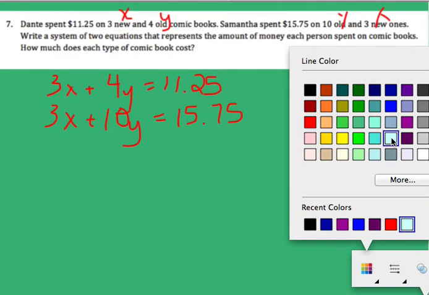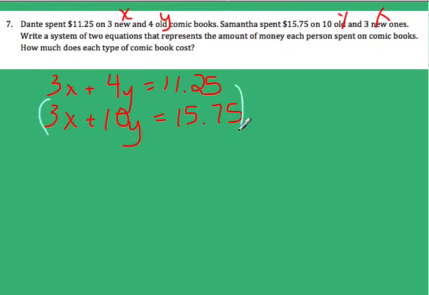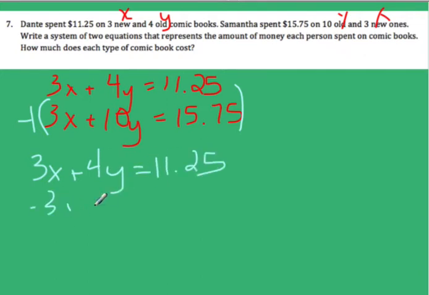So what we need to do is make opposites. I see that X already has a 3 with it. So what I'm going to do is multiply the bottom one by a negative 1 to create opposites. You could multiply the top one if you wanted to as well. But you want to do one or the other, not both, because again, we're trying to create opposites. So the top stays the same, and then I'm going to change the bottom, everything, including what's on the other side of the equal sign. That's going to become negative as well.